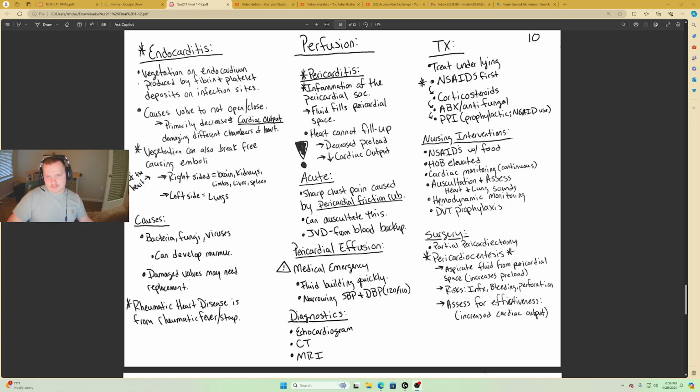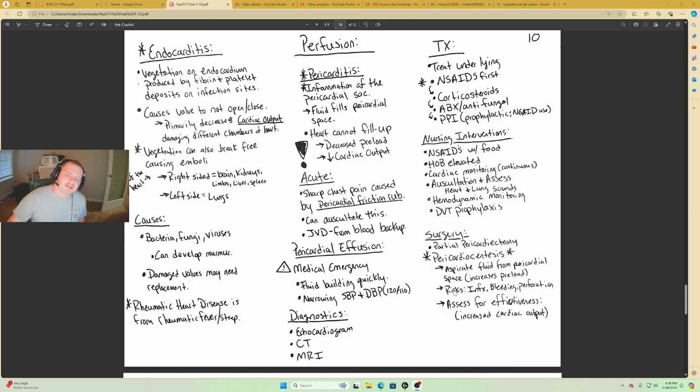There's several options for surgery to fix it. They can do a partial pericardiectomy, which is they take out some of the pericardium, or they can also do a pericardiocentesis, where they aspirate some fluid from the pericardial space, which will increase the preload because you're taking that fluid off the heart. It's not pushing on the heart.